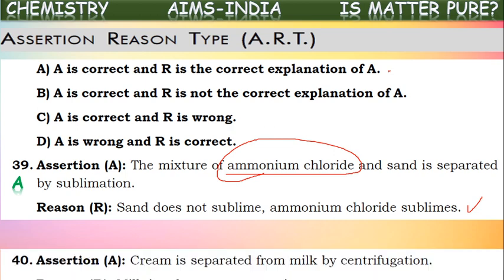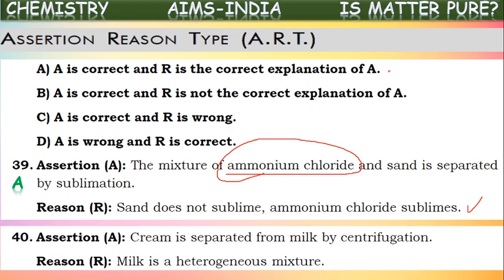See one more question. Cream is separated from milk by centrifugation. What happens when milk is churned or kept in the centrifuge? It rotates with high speed. So when it is rotated or twisted, the cream particles present in the milk will be separated. So that process is called centrifugation. So cream is separated from milk by the centrifugation process. It is correct. Milk is a heterogeneous mixture.